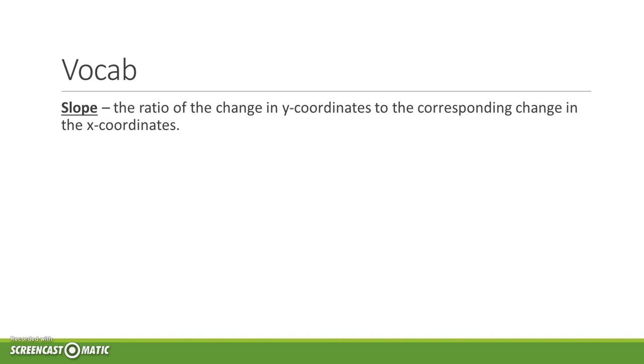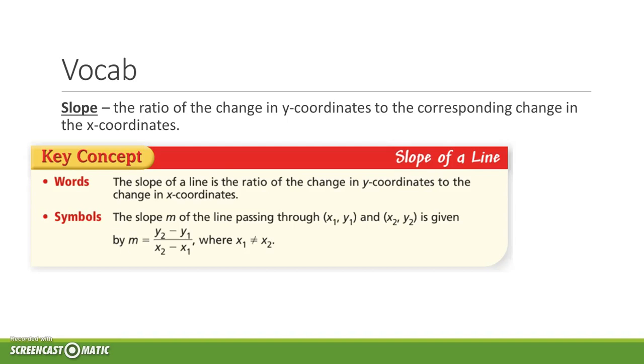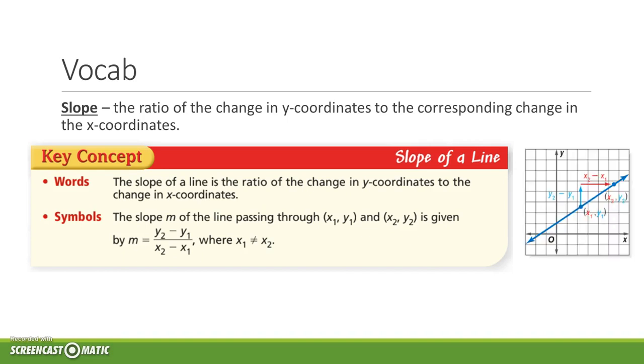Slope is the ratio of the change in y coordinates to the corresponding change in the x coordinates. Our key concept here: the slope of the line is the ratio of the change. So the slope is y2 minus y1 over x2 minus x1. And we call slope m, lowercase m. Now x1 is not the same as x2 because you can't have 0 in the denominator. Here is the slope as pictured. Notice it's the rise over the run.